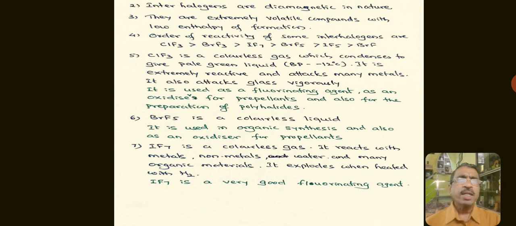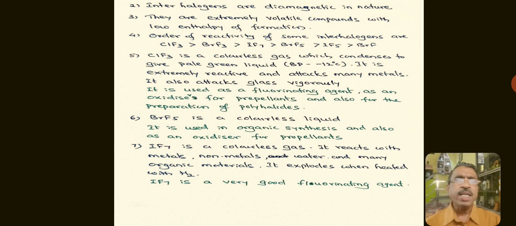Interhalogens are diamagnetic in nature because these compounds contain only paired electrons. There are no unpaired electrons in these compounds. They are extremely volatile compounds with low enthalpy of formation. The order of reactivity of some interhalogens is: chlorine trifluoride is more reactive than bromine trifluoride, which is further more reactive than iodine heptafluoride, and so on.